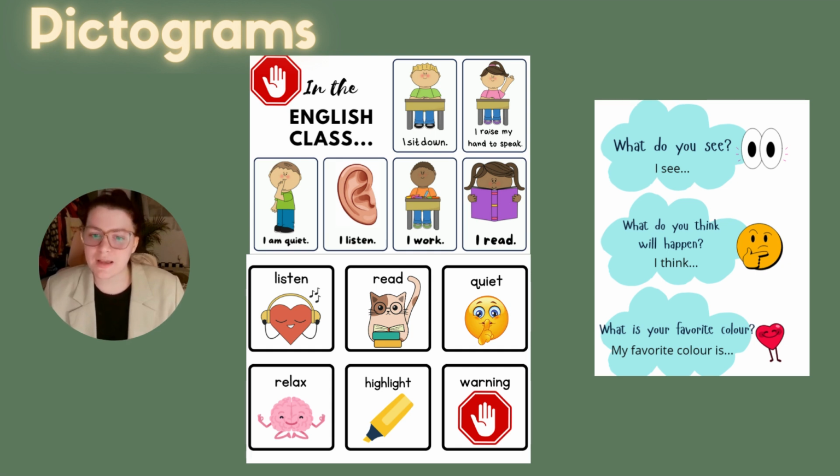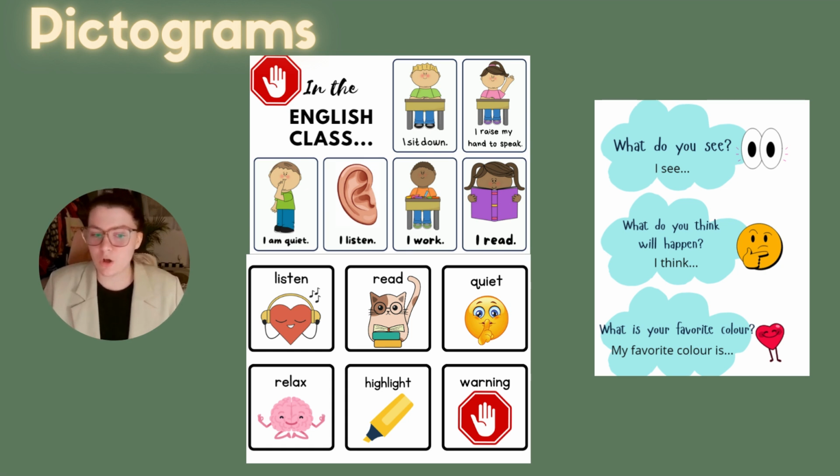So there is: I sit down, I raise my hand to speak, I am quiet, I listen, I work, and I read. I use all images that look the same because it's less confusing for the students that way. And I also try to make it with more diversity because not all students look the same. So it's important, I think, that students relate to what they see for classroom management, because you don't want them to be like, oh well, none of them look like me, so it won't apply to me.